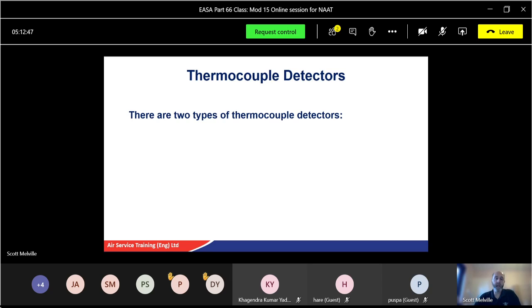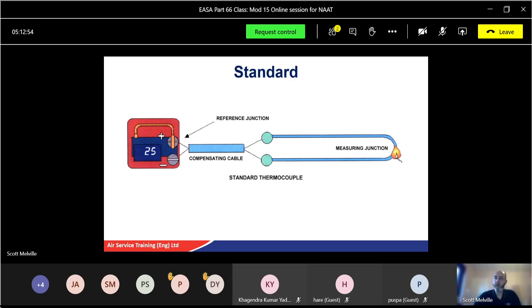Detectors. There are two types of thermal detectors. You've got your standard thermocouple, and a continuous one. Now, standard thermocouple, where would you find thermocouples in normal day use? Give me an example of some thermocouples, not to do with aircraft. On anything, from your house to your car to your bike, where would you find a thermocouple? Anybody think of thermocouples?